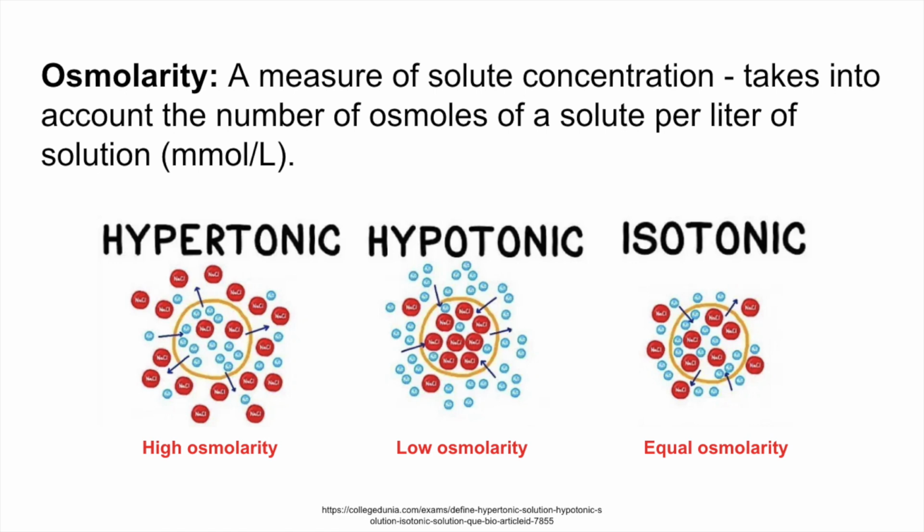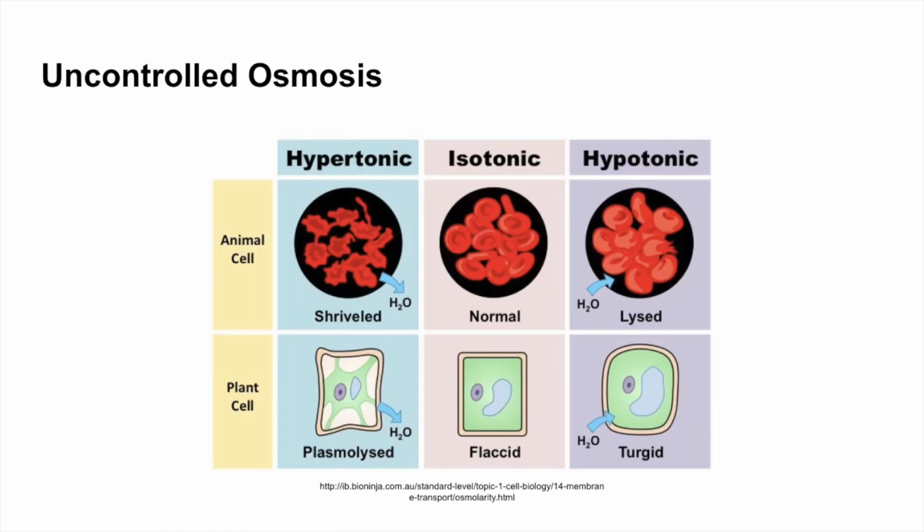What would happen if osmosis occurred uncontrollably in animal and plant cells? Well, in animal cells, if too much water left the cell, it would shrivel, known as crenation, and if too much water entered the cell, it would swell and maybe even burst, known as lysis.